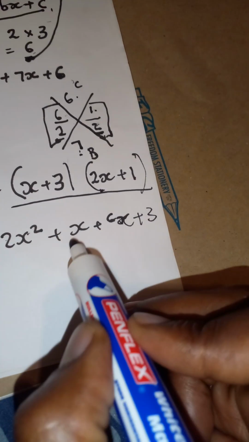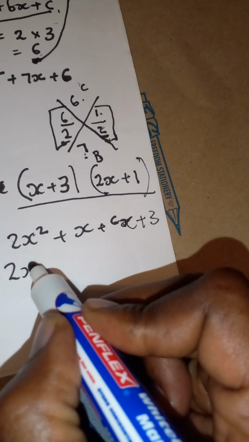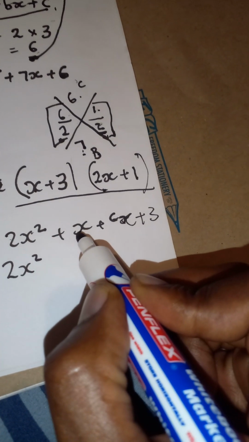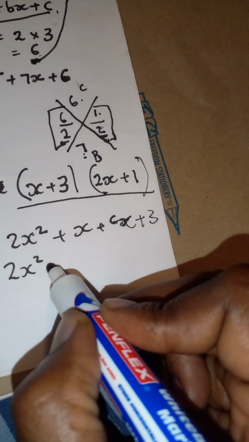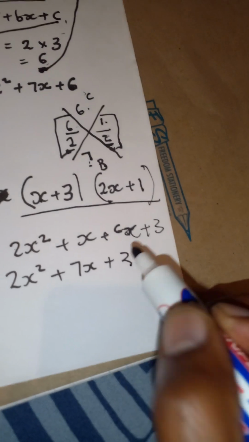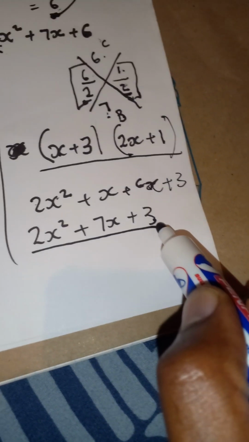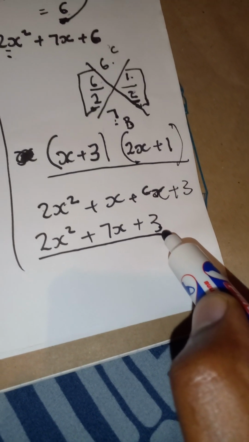So if you check x and 6x, they are like terms. So you can just join them together. It's like you're saying 1 plus 6. That gives us 7x plus the 3. Okay, sorry for that. So if you check this one, it was the original expression that was given to us.